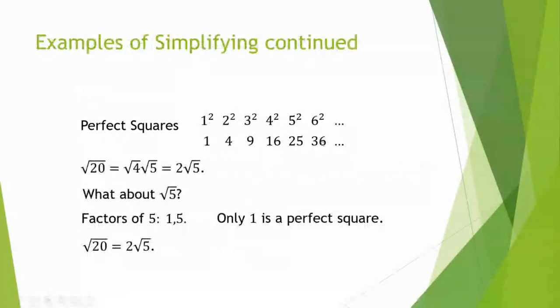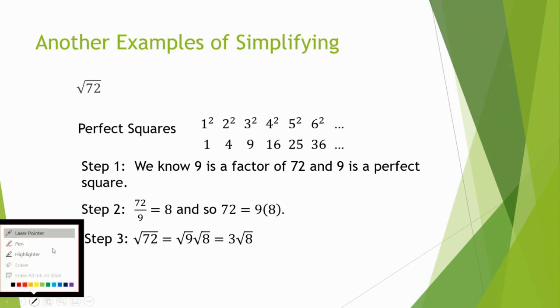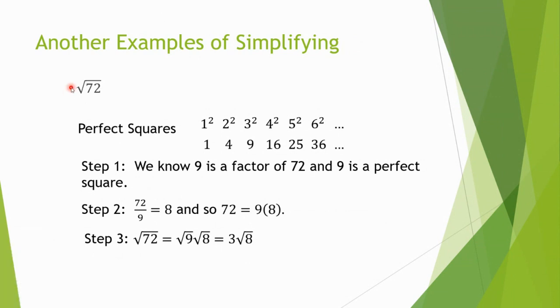Okay, so here we're going to look at the square root of 72. Again, I listed the perfect squares for convenience. Now the question is, is the square root of 72 simplified? Well, we could list the factors of 72. We have 1, 2, 3, but we know 9 is a factor of 72.